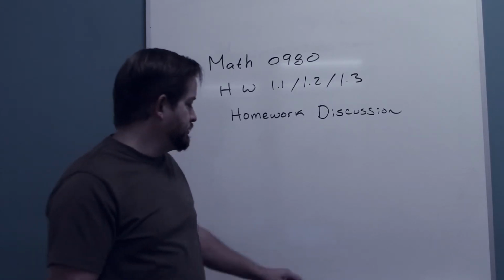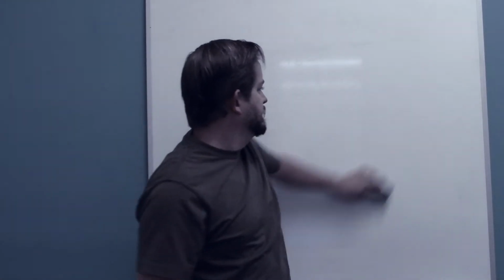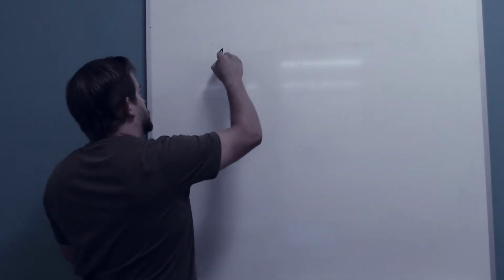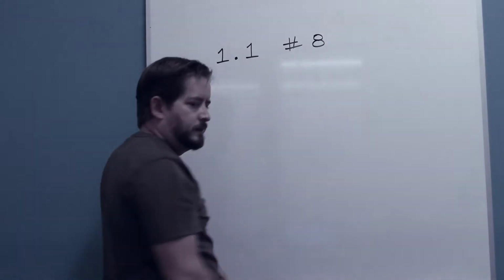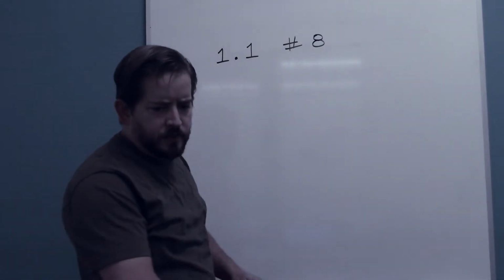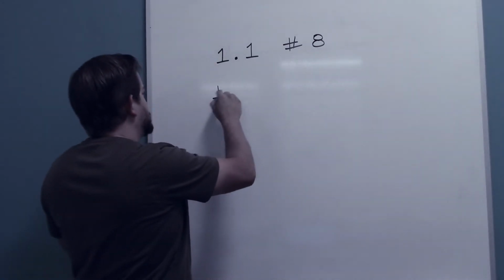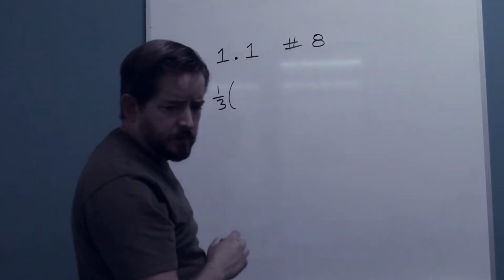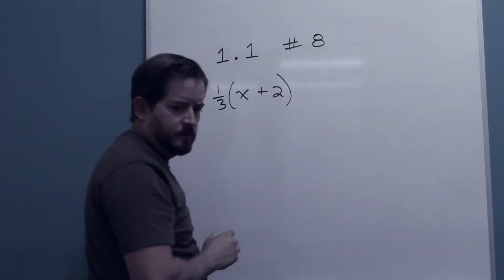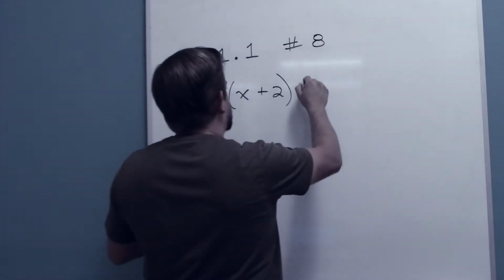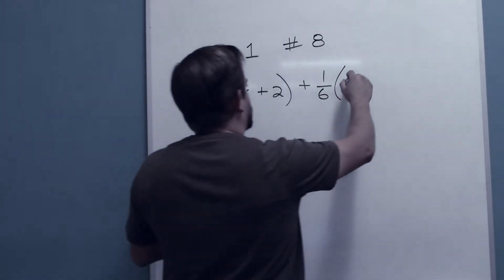look at those. The first one was section 1.1, number 8. And that says, simplify the expression by using the distribution property and combining like terms. And then we're given this expression. 1/3 times x plus 2 plus 1/6 times 2x minus 5.